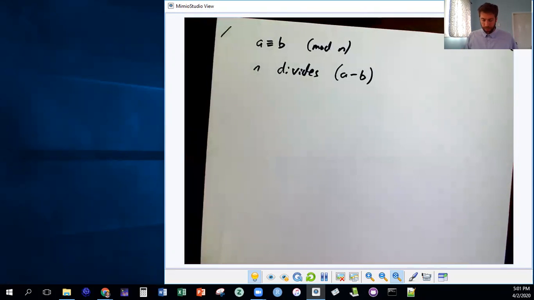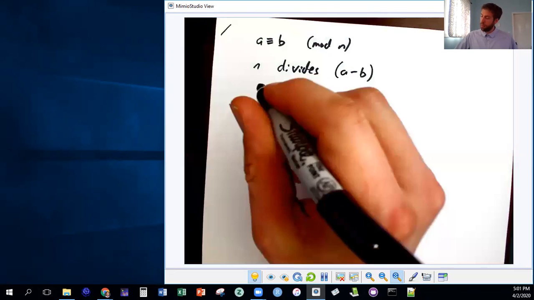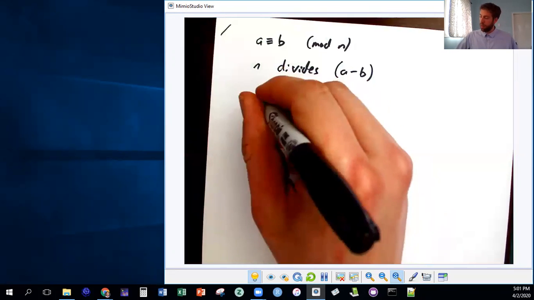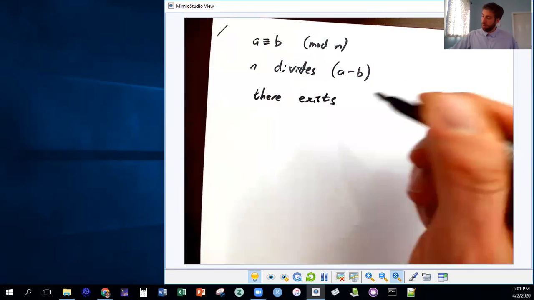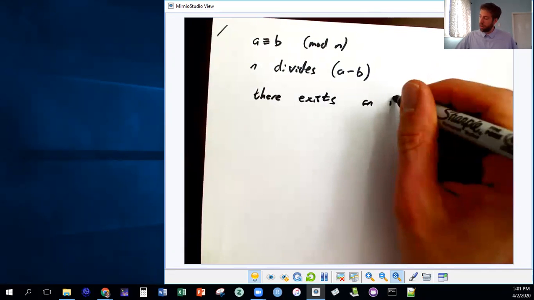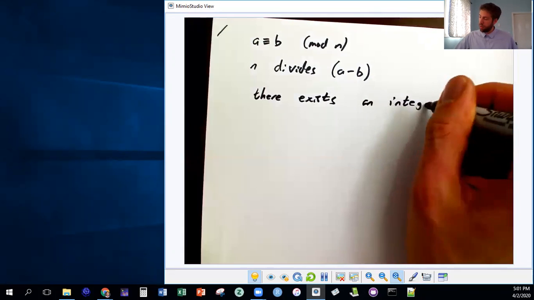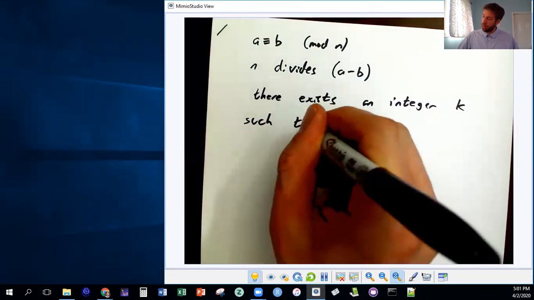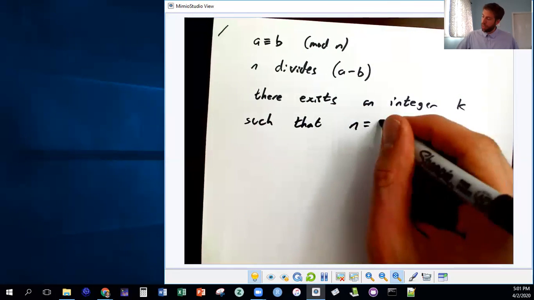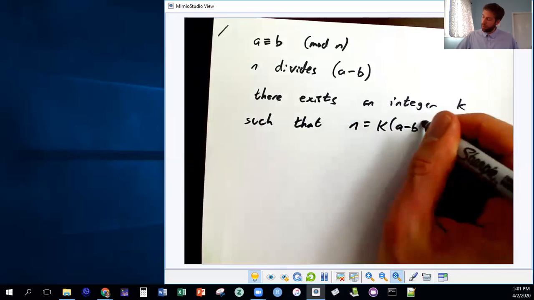Okay. Use the definition of divide to complete the following. When we write a is equivalent to b mod n, we may conclude that there exists an integer k such that n equals k times a minus b.